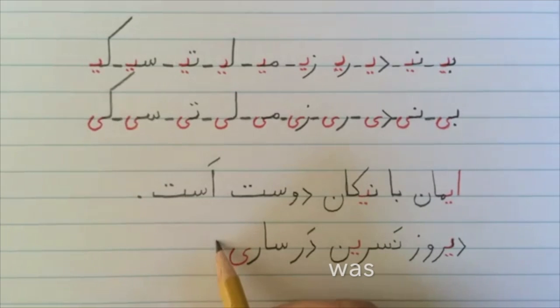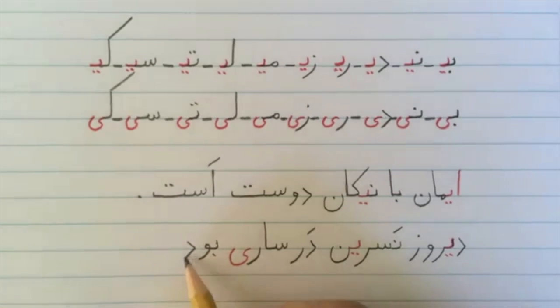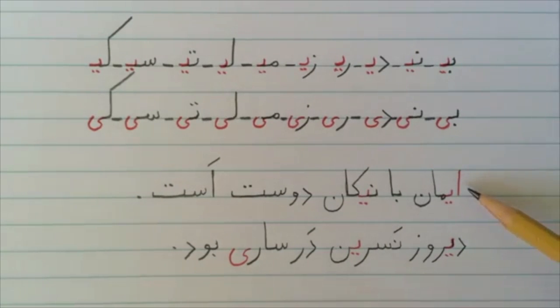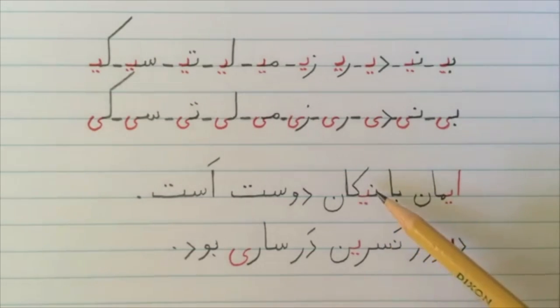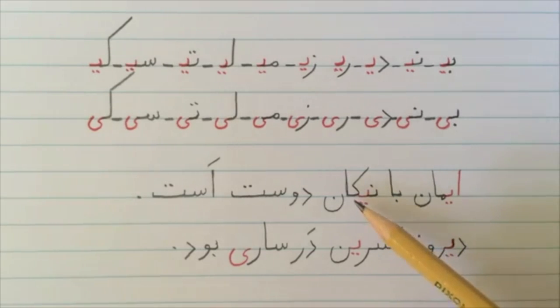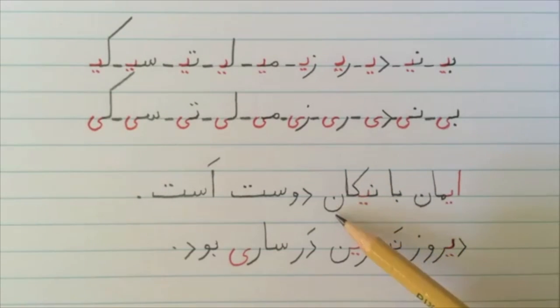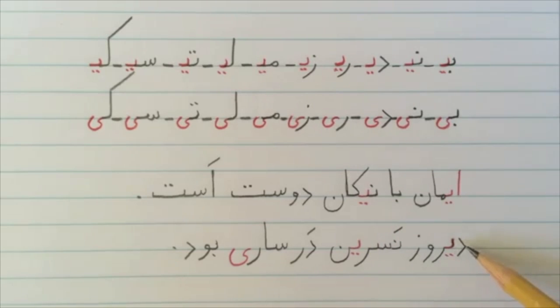Next word, بود. Bu. Which U is it? The second U. Then D and a period. Let me repeat everything once more. I, M, A, ima, N, iman. N, I, ni, K, A, ka, N, nikan. D, I, di, R, U, Z, روز.